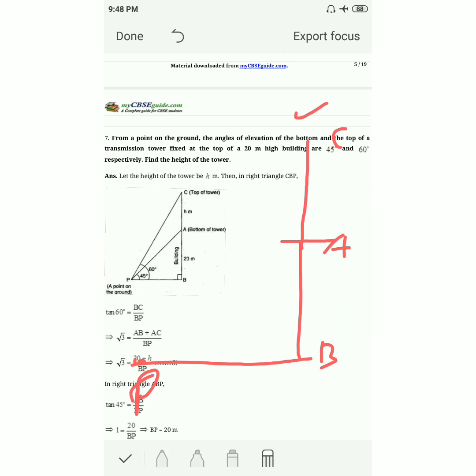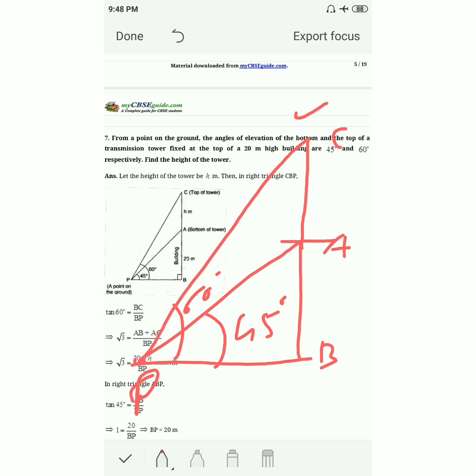Now from point P, the angle of elevation of the bottom of the tower is 45 and from point P, the angle of elevation of the top of the tower is 60 degree respectively. So the first angle is for the bottom and the second angle is for the top, because at last it is written respectively. Respectively means sequence wise. So the bottom of the tower, that means point A, has angle of elevation 45 degree and the top of the tower, that means point C, has the angle of elevation 60 degree.